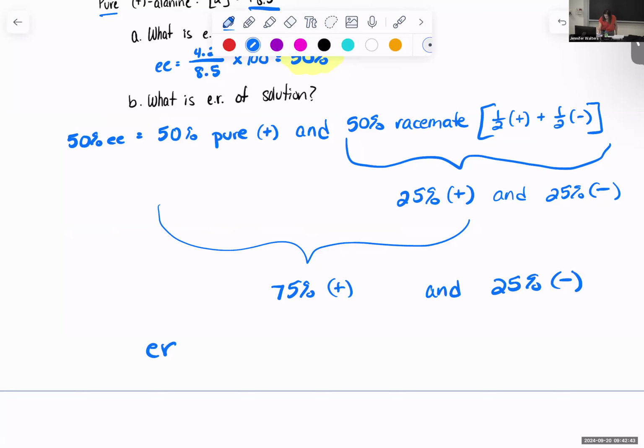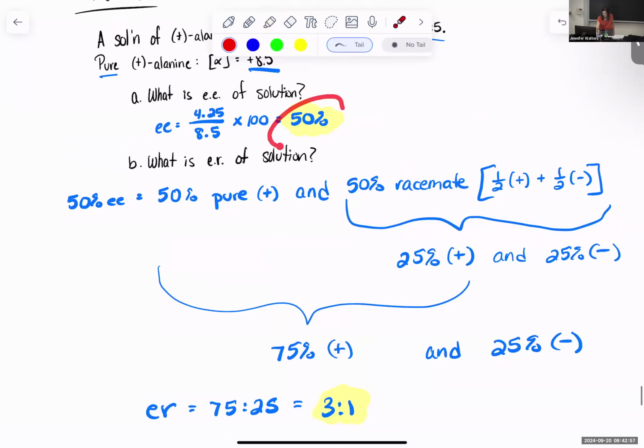So my ER is going to be that 75 to 25. You want to get your simplest ratio possible, so divide both by 25 to get a 3-to-1, right? Which to me, I think makes more sense. Like I don't see 50% excess and immediately be like, oh yes, a 3-to-1 ratio. So that's why I like ER better, but you need to know how to do both. EE is the more universally accepted term. Like that's what gets reported out in academic journals. I don't know why, everyone else prefers it. I'm in the minority here.